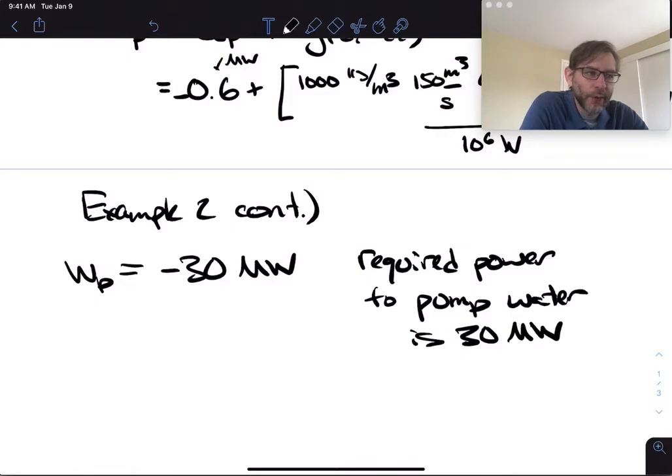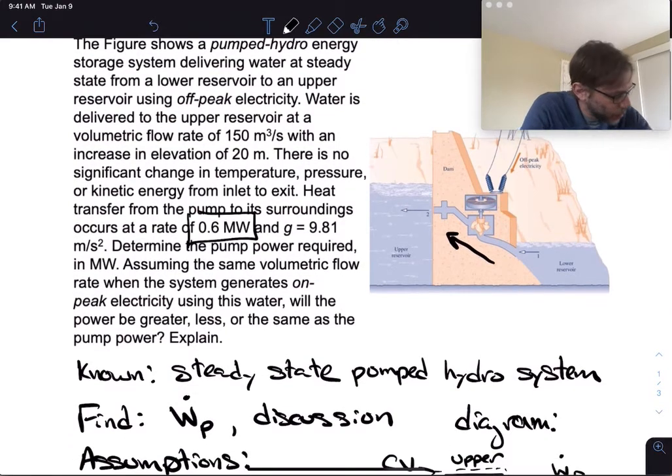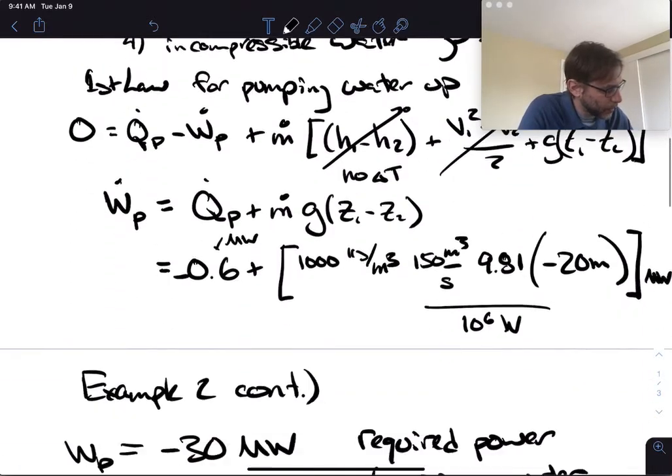Now, there's going to be all sorts of things that you need to do. There's going to be losses and other things like that. So the question here is, if I go back up to the problem, it says assuming the same volumetric flow rate when the system generates on-peak electricity using this water, will the power be greater, less, or the same? So if we're going the opposite direction, the power developed will probably be less than 30 megawatts.